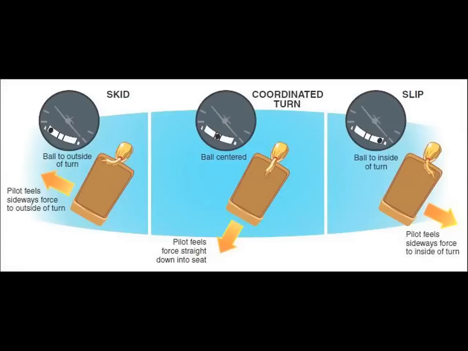So for instance, if a pilot successfully does a coordinated turn, the pilot should feel a centripetal force pushing them into their seat. And if the turn is uncoordinated, which means more rudder should be used, or yawing, this is when yawing comes in handy, then the pilot would feel a radial force, which would be pushing them to the side, like in a car. If you're turning around a corner, you feel pushed to the side, not into the center of your seat.